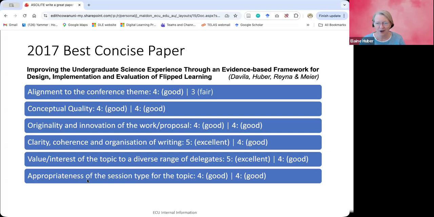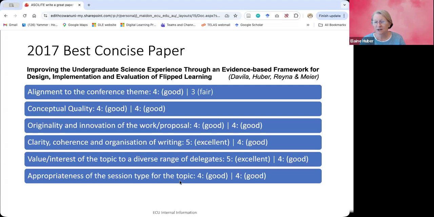Fewer criteria, I suppose, but along the same kind of thing, looking for adherence to the theme, the conceptual quality, whether it's innovative, are we actually filling a gap? Is there a need for this work? Is it written well? Interest to a diverse audience, and appropriateness of the session type for the topic.